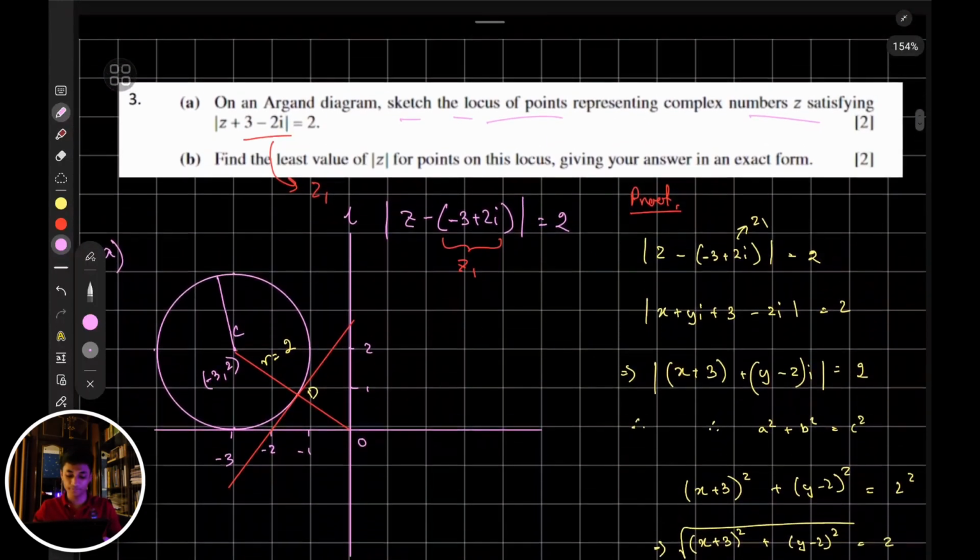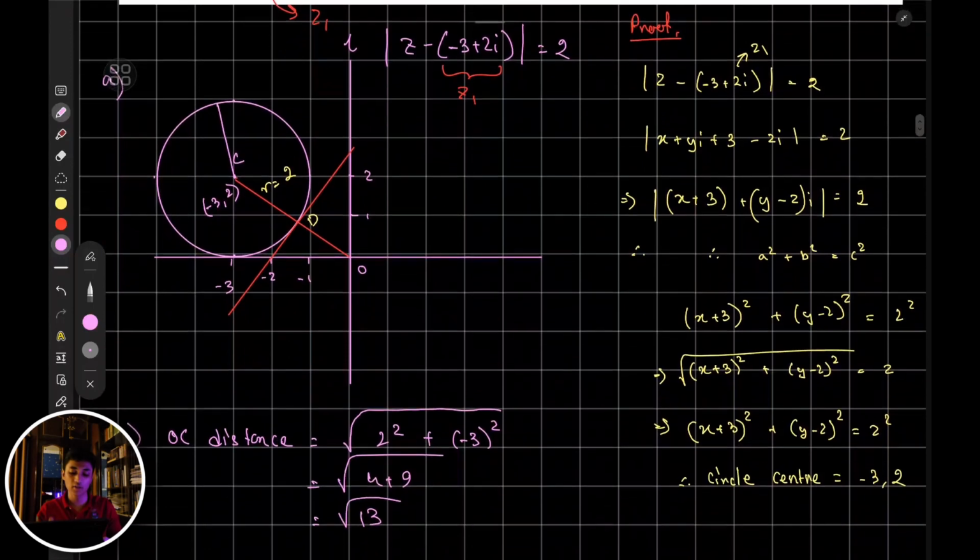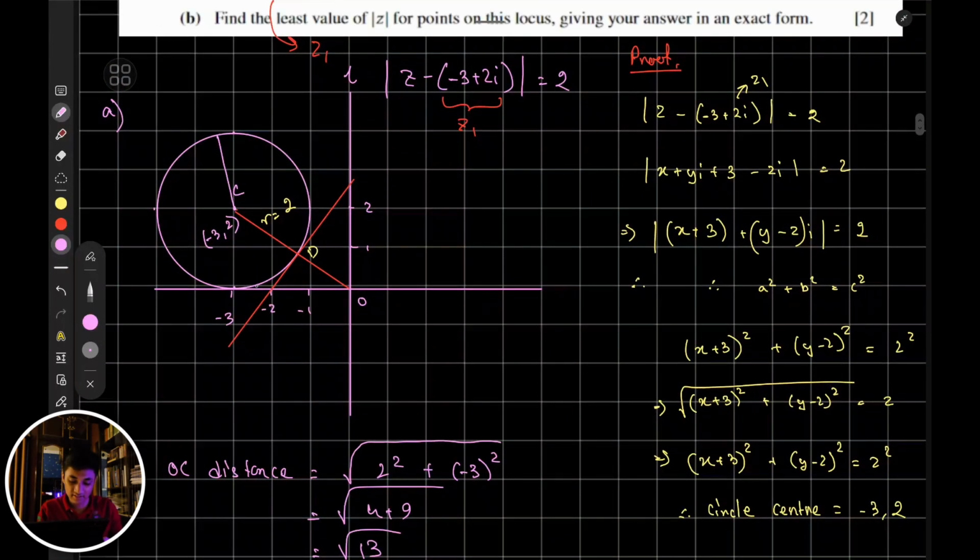Great. So they're asking you the modulus z for points on this locus. On this locus, what does this mean? On this locus means z lies on this circle, anywhere on this circle. So they're trying to find out the least value of mod z, the least value of distance between z and origin. So where is the least value? Is the least value going to be over here? Over here? No. Why? Because from this point to this point the distance is 3. However, if you draw a tangent and draw from over here to over here, you see this is actually the least point, or the point where the distance is least to the origin.